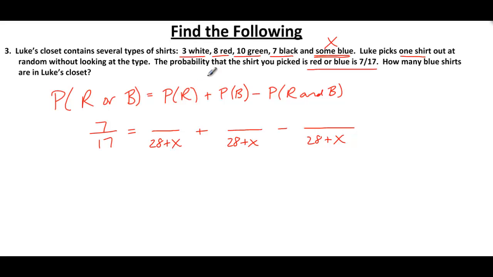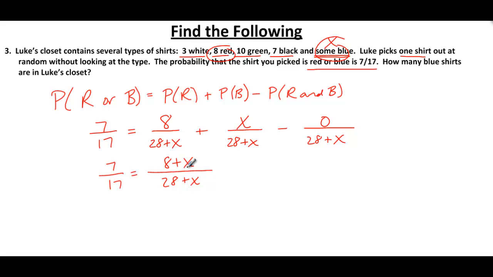But how many red shirts are in there? Well, if I look, there are 8 red, so I can put 8 here. How many blue? Some blue, so I'm going to put an x. And they didn't tell me there were any that were a combination of colors. So I have 0 shirts that are red and blue. So now that I have this, I can simplify both sides. I have my common denominator of 28 plus x. 8 plus x minus 0 is 8 plus x.